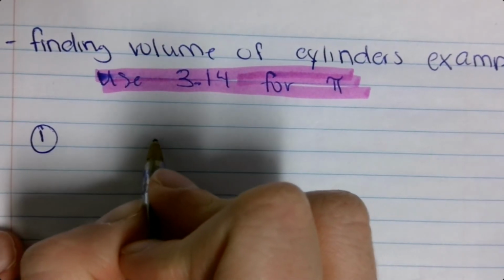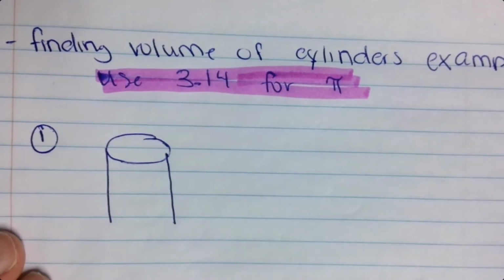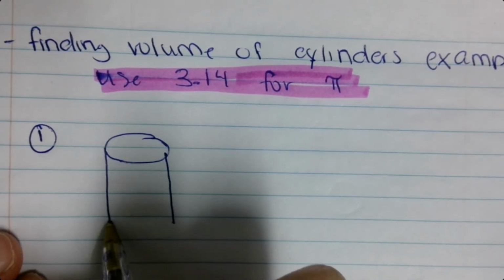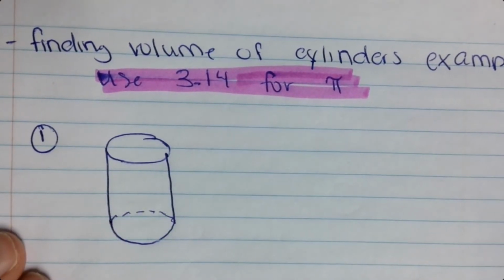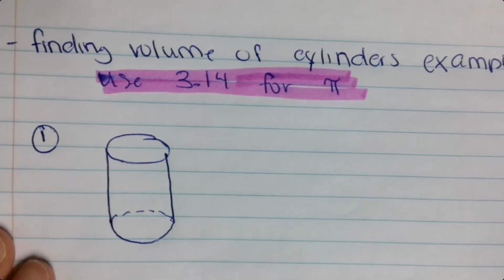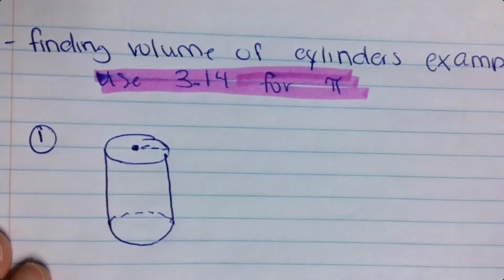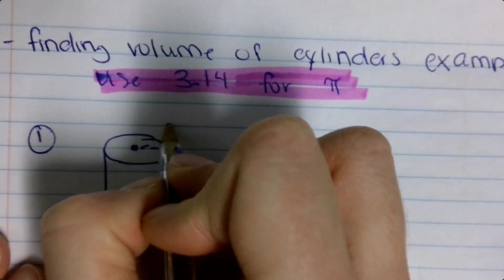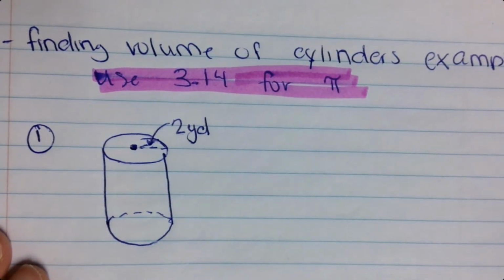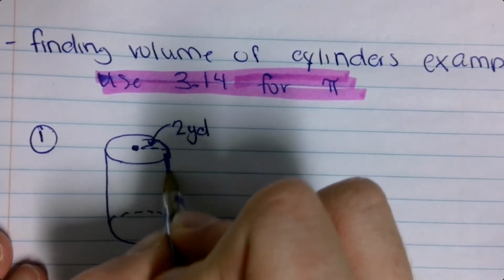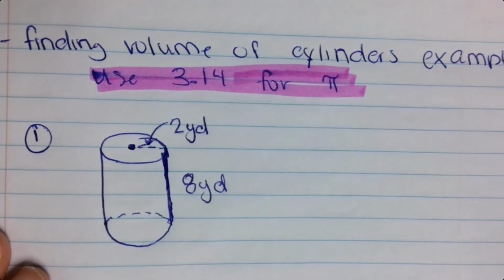So number one, we are going to draw a cylinder. Hopefully we're feeling better about it. Start with a circle, draw 2 straight lines, connect those using a half circle, and a dotted line to connect it. Start in the middle and draw a dotted line to the right and label this 2 yards. Then on the outside, we are going to label this 8 yards.